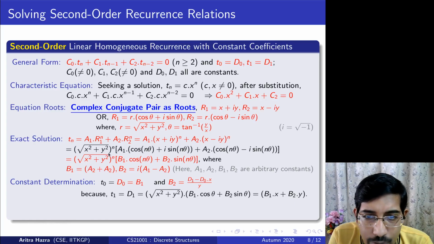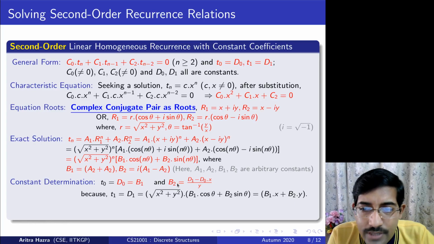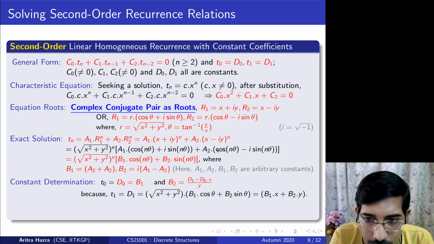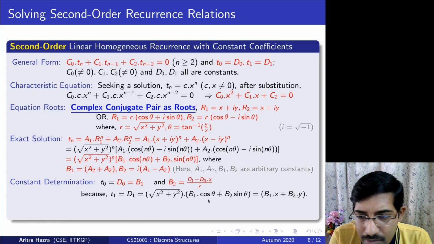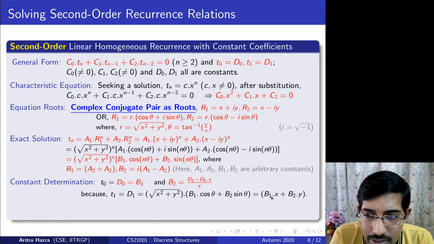If you put n equal to 0, it means cos 0 plus sin 0. So B1 cos 0 plus B2 sin 0 is B1, and n equal to 0 gives this part as 1. So just D0 equals B1. And your B2, if you try to compute it using the formula here by putting T1 equal to D1, comes as B1x plus B2y. This is a very simple algebraic manipulation that you can do on pen and paper. So your B2 becomes D1 minus D0 x, because my B1 is D0, divided by y.